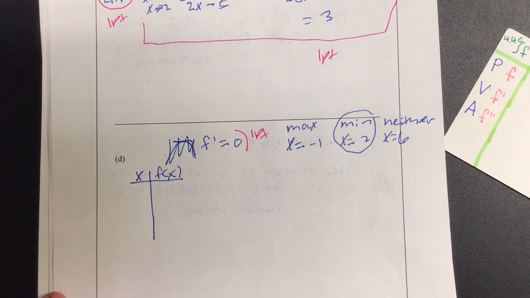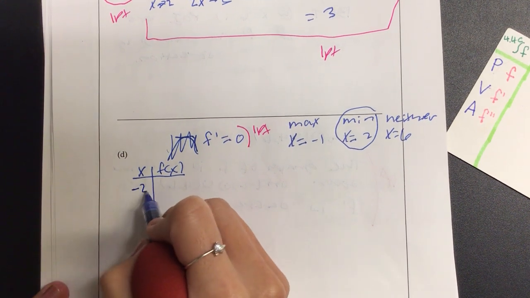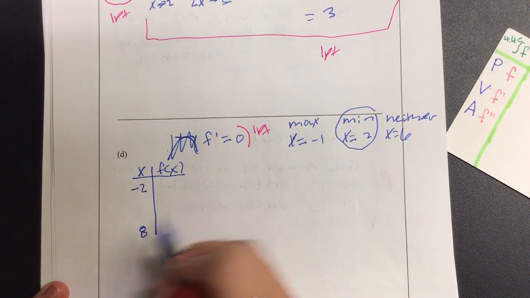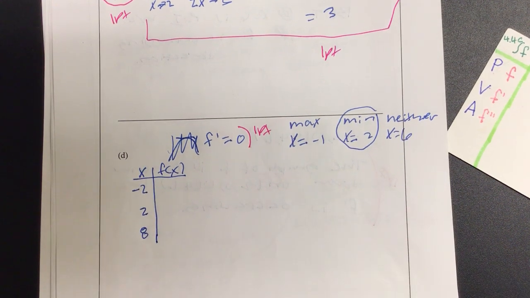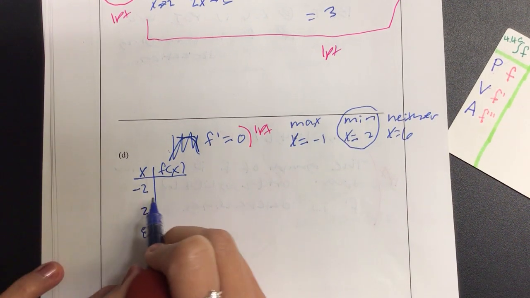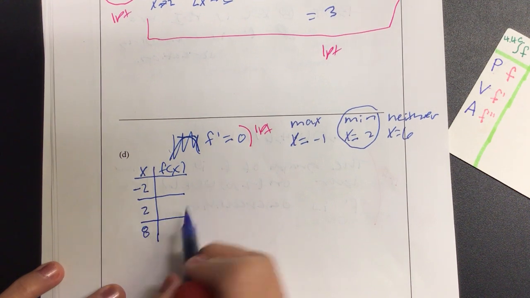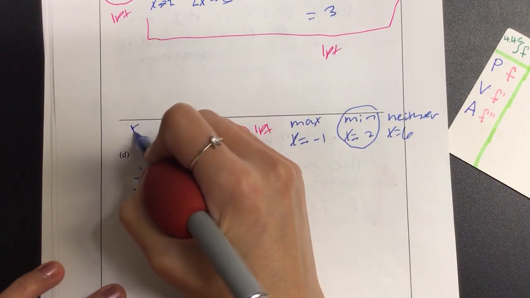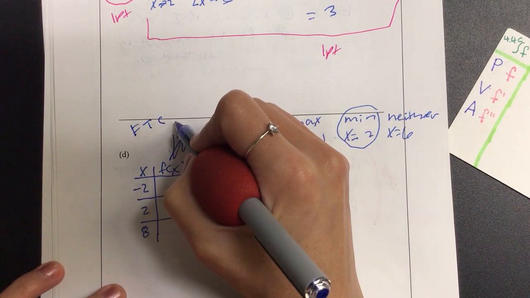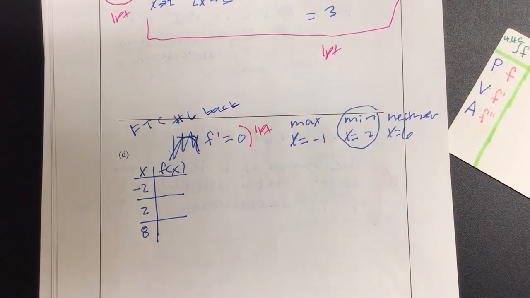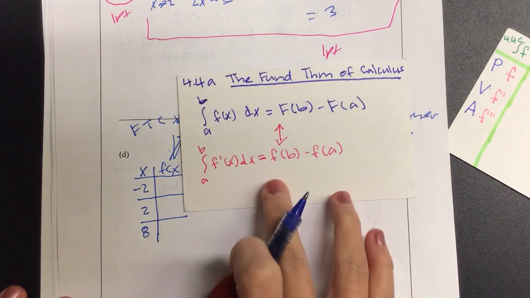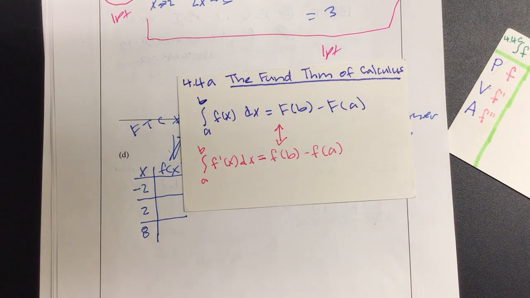My endpoints were what? -2 all the way to 8. And we also want to test 2, even though we know the 2 is the answer. And this one, we're going to need Fundamental Theorem of Calculus, card number 6. And I'm going to show you this card. You don't have to take it out. We'll need to use this formula.